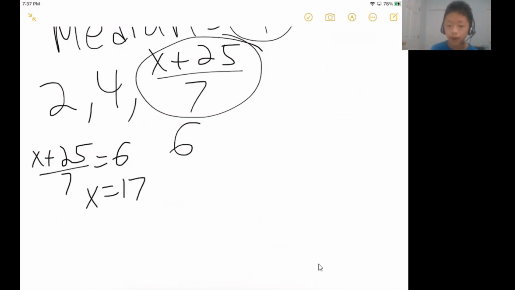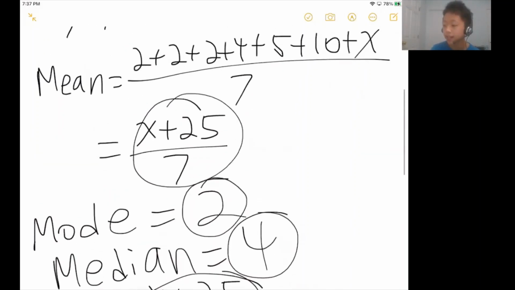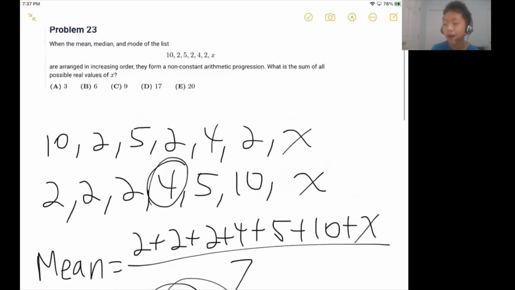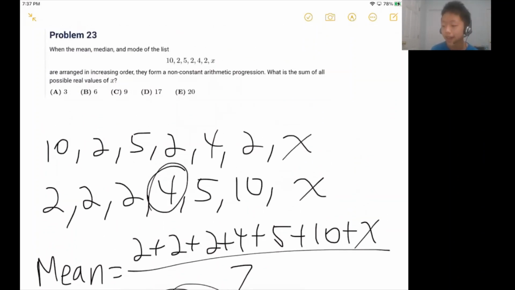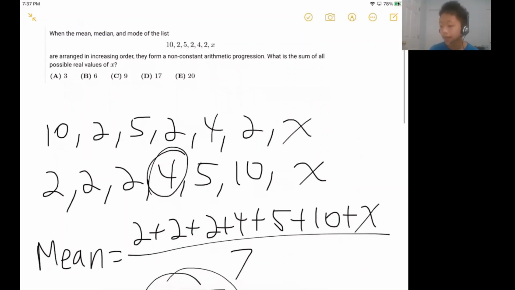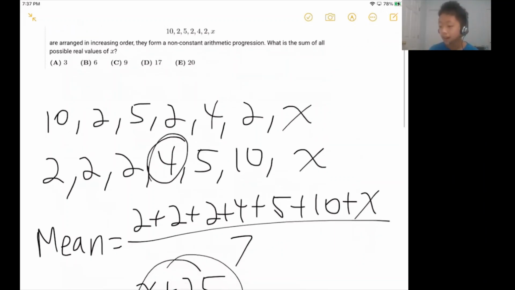But we have to be careful, right? We can't just say the answer is x equals 17, put down D, and move on. The reason we can't do that is because there might be other possible values of x as well.